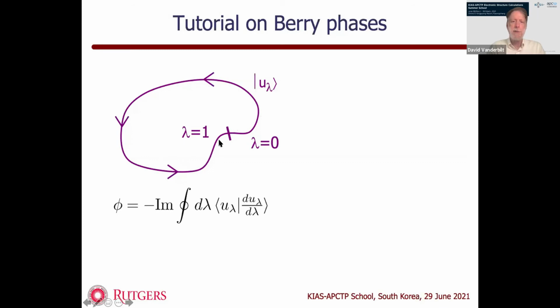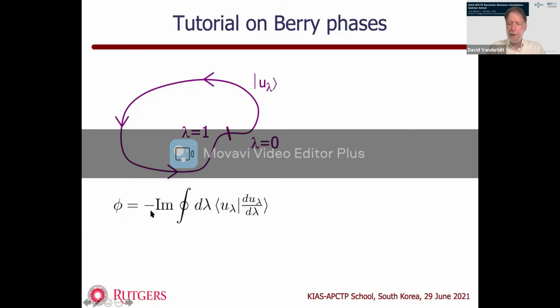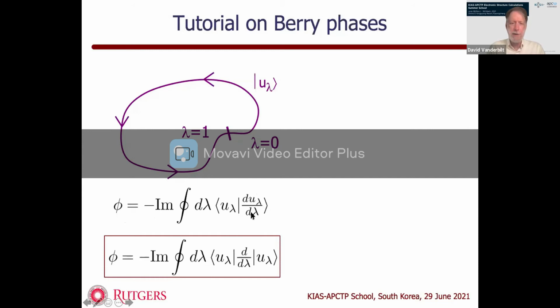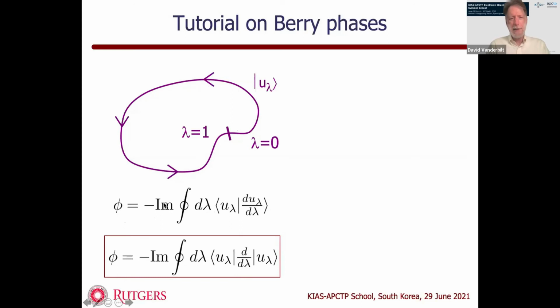And at each point on this loop, I calculate the ground state of the system. That's this u_lambda. And then I compute this object. It's the derivative of u_lambda with respect to lambda, which I also have been writing this way. These are just identical things in a slightly different notation. And you can either put the i or do the imaginary part. Here I have the imaginary part, but basically you do the loop integral. This is what we call the Berry phase.